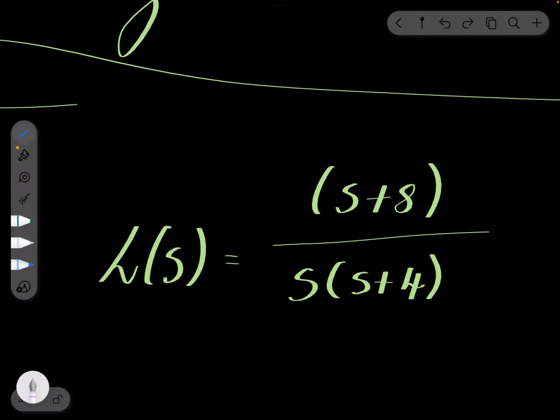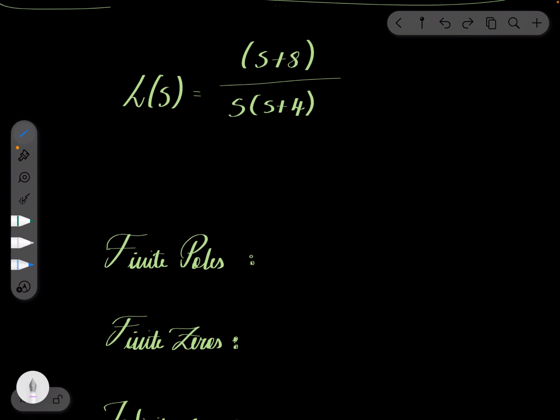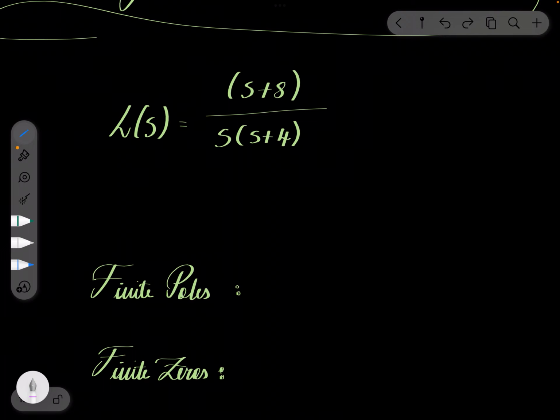So, say we want to find the root locus for this system. Let's start by finding the finite poles and the finite zeros. Basically, the poles and zeros are the values of s for which the denominator and numerator will be equal to 0, and this is going to help us determine how our system behaves. So, for the finite poles, the values of s for which the denominator equals 0.